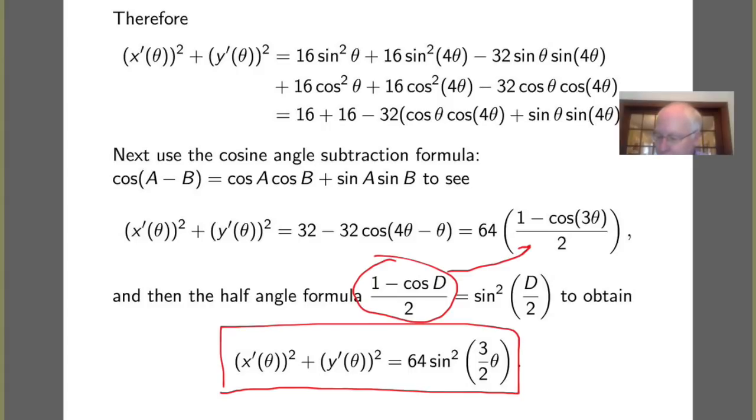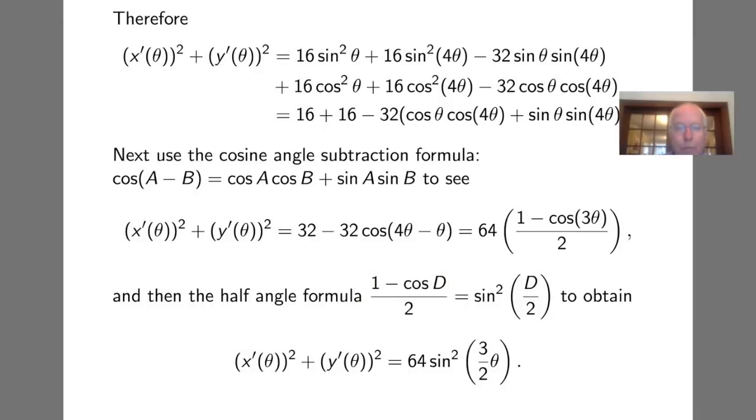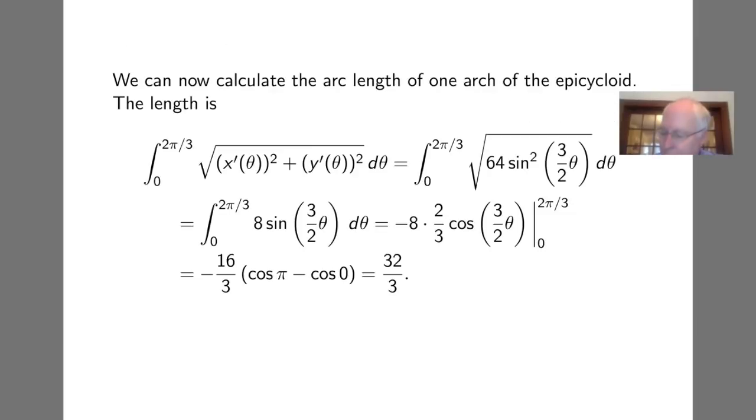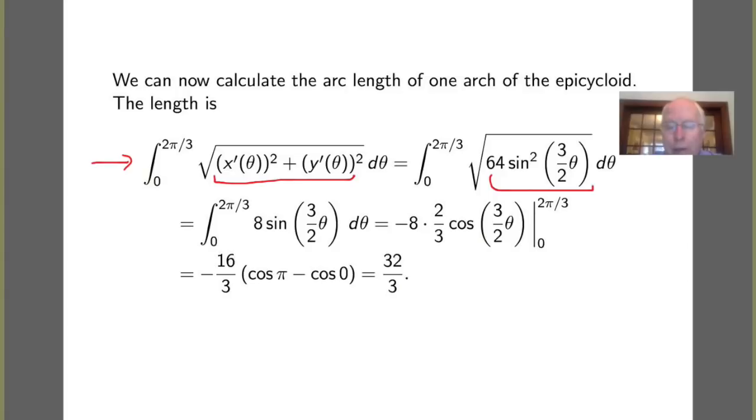Now we'll put that under a square root and integrate it over the appropriate theta values. So our arc length then is given by this integral from 0 to 2 pi over 3 of the root of x prime squared plus y prime squared. We saw that this expression under the radical is equal to 64 sine squared of 3 halves theta. Of course, we have the square root, so we can take the square root of that perfect square under the radical to get 8 sine of 3 over 2 theta, and that's an easy integral.